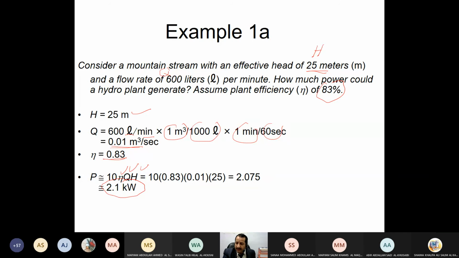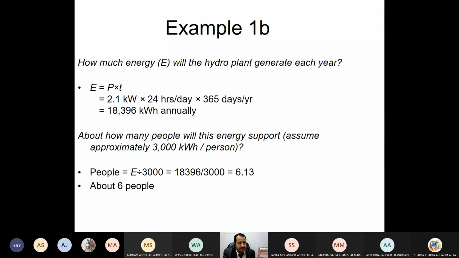Now let's convert it into energy by multiplying by time. By the way, one of the advantages of hydro is that it works 24 hours, 7 days a week. Not similar to solar, which works during the day and not at night. Wind works when it is windy, and when it is calm, it's not working. This is working 24 hours, 7 days a week.